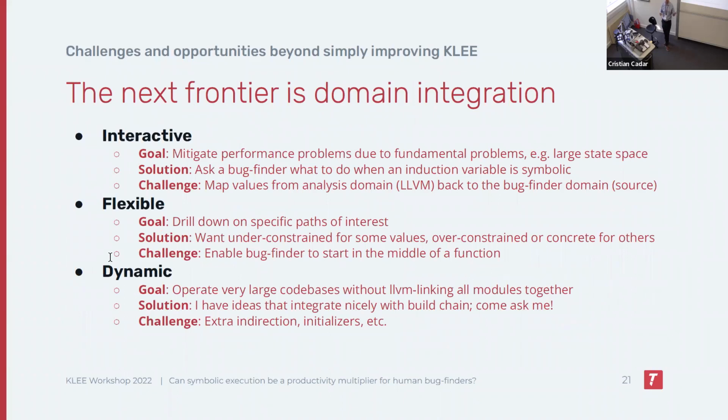Anyway, beyond these specific things, beyond making properties a real first-class entity and externalizing heuristics as much as possible, where I think KLEE needs to go is to support interaction with humans. That's really challenging because most LLVM values are basically meaningless. They're not really related to the domain of the bug finder, which is source code. I would love for KLEE to be very flexible, so that any constraint can be under-constrained, over-constrained, or totally concrete.